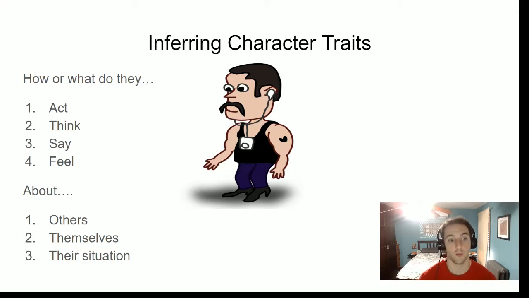If they act one way toward themselves, but act differently toward others, that tells us that they might not be the most honest of people. If they think positively about themselves and they also think positively about others, they might be a very positive person. And also, when we're talking about their situation, a lot of times our characters get into difficult problems. We can learn a lot about them by how they act, think, say, and feel about their situation.